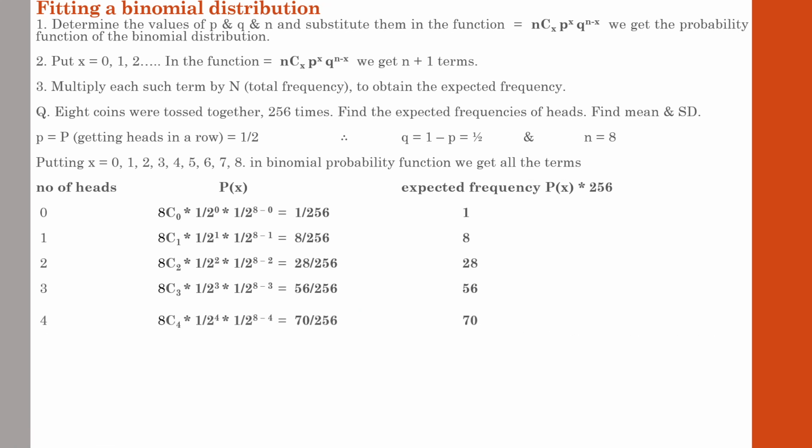Next one. When the number of heads is 4, it will be 8C4 into 1 by 2 raised to 4 into 1 by 2 raised to 8 minus 4. You will get 70 by 256. If you multiply it with 256, you will get 70.